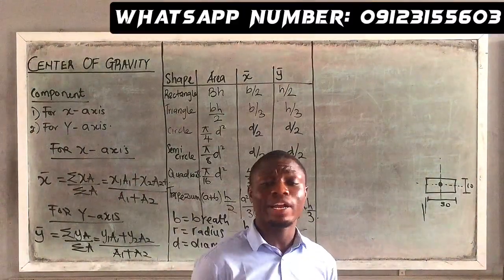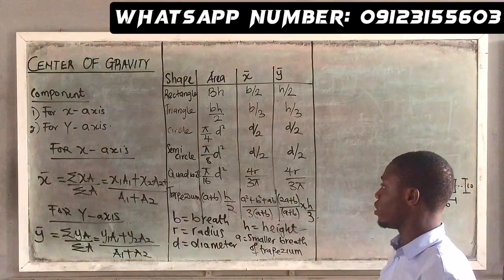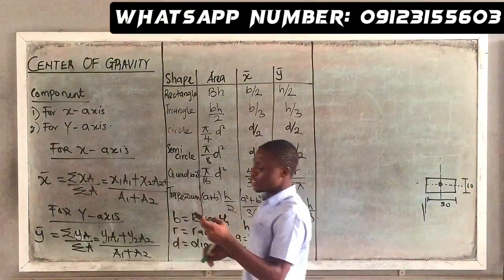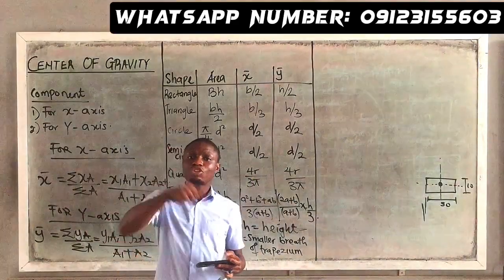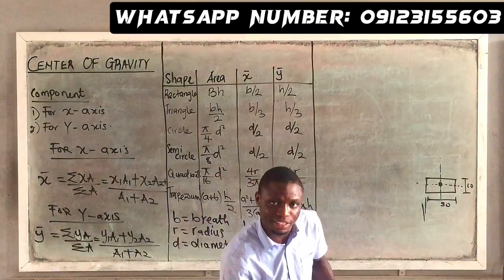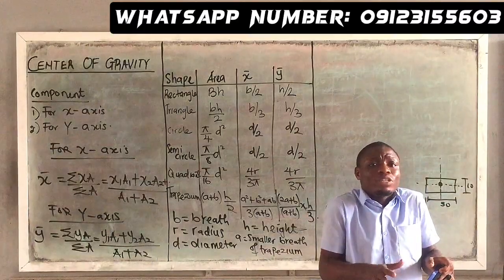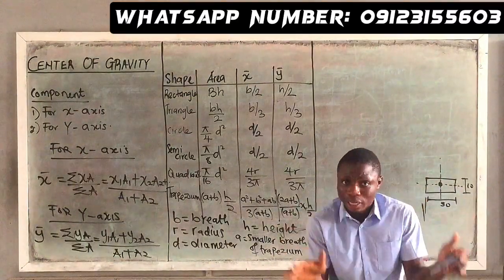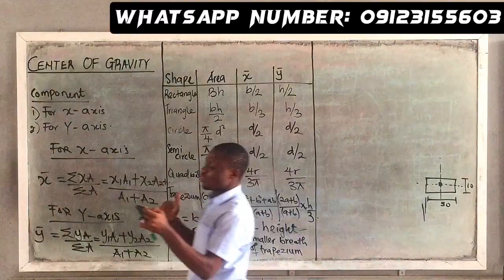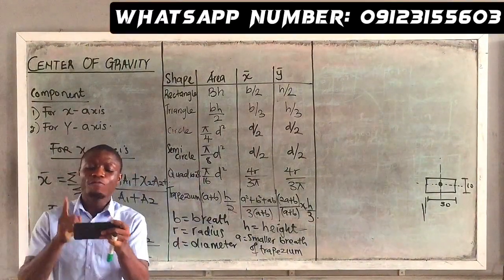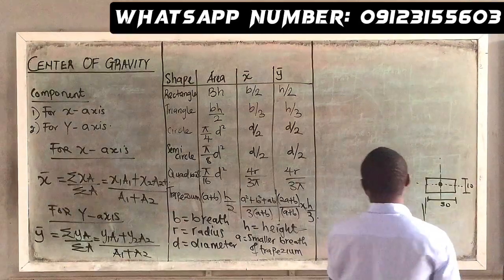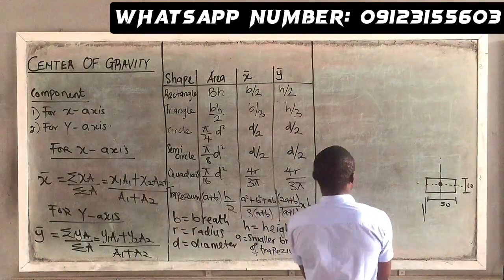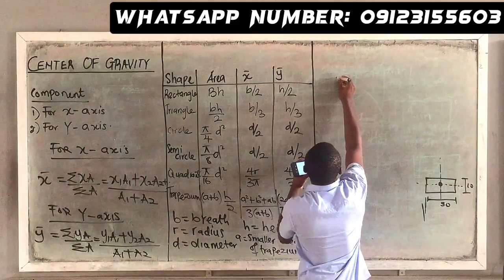Let's take an example and let's understand all these concepts. Find the position of the centroid. Now listen, centroid means what? The center of gravity. So I'm calculating for both x-axis and what? The y-axis. That's the concept. Put down: find the position of the centroid of the figure below.